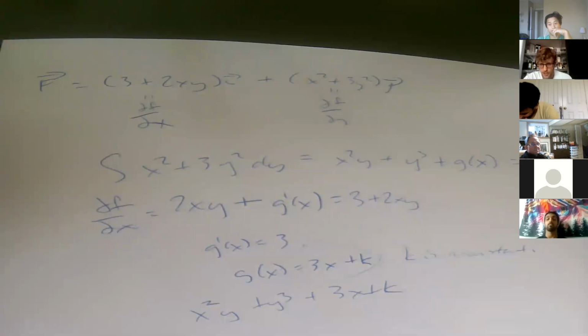This is how you find the function f whose derivative is the vector field, right? Checking if it's conservative is as simple as taking two derivatives. But this is how you find f to actually compute your integral using the fundamental theorem.